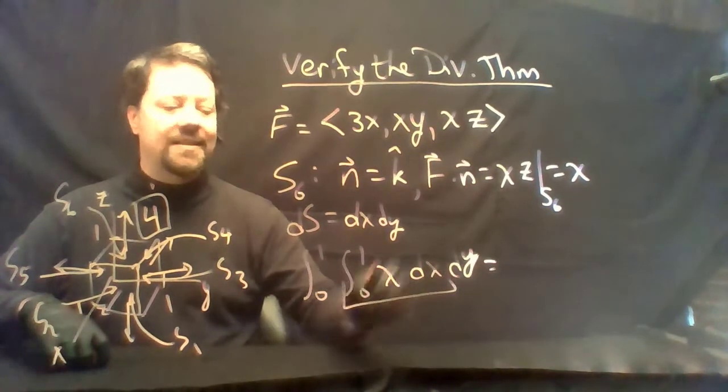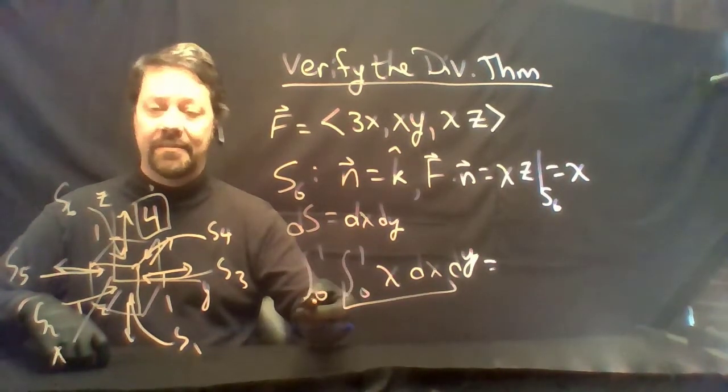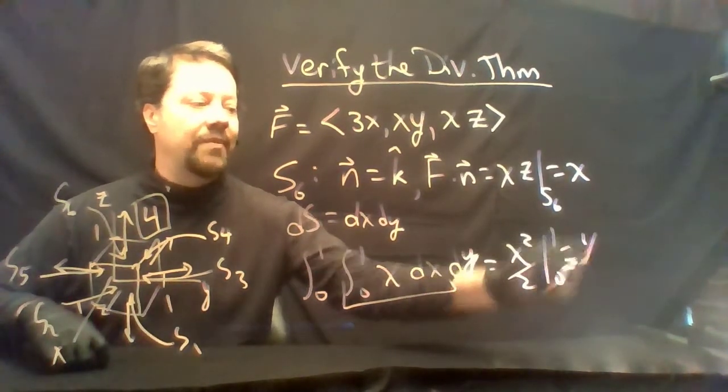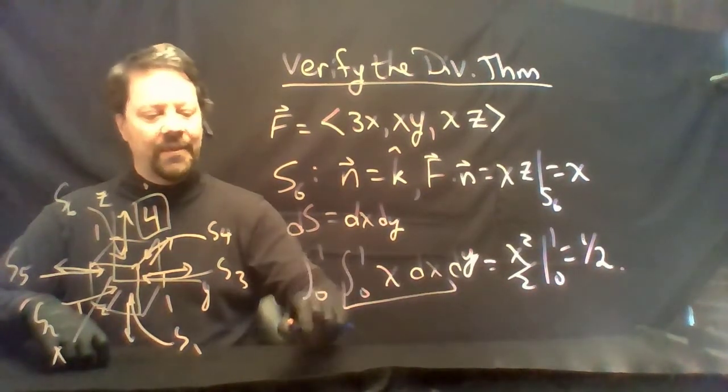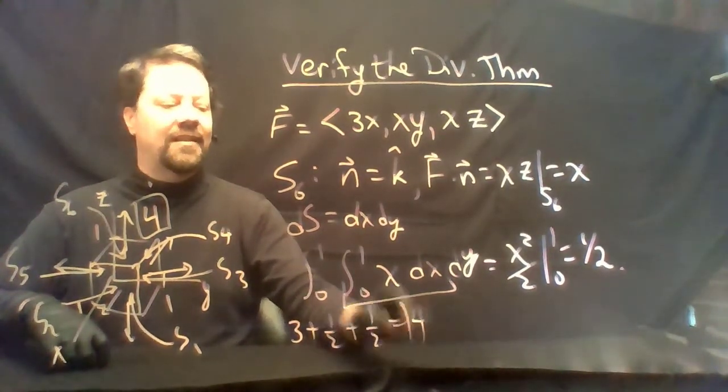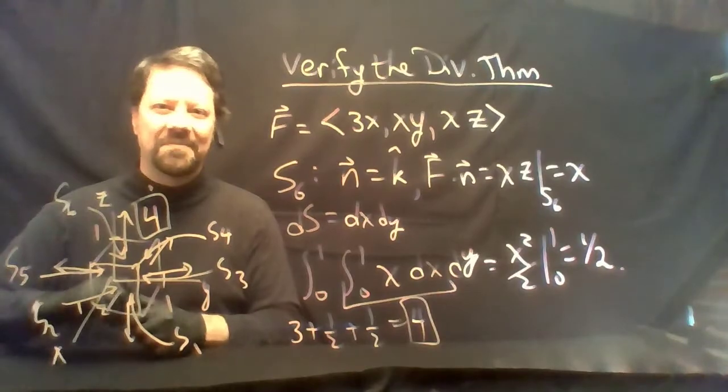There are no y's inside, so we just multiply by the interval length 1. We get x squared over 2 evaluated from 0 to 1, which is a half. We had 3 plus a half plus a half, and that gives us 4.